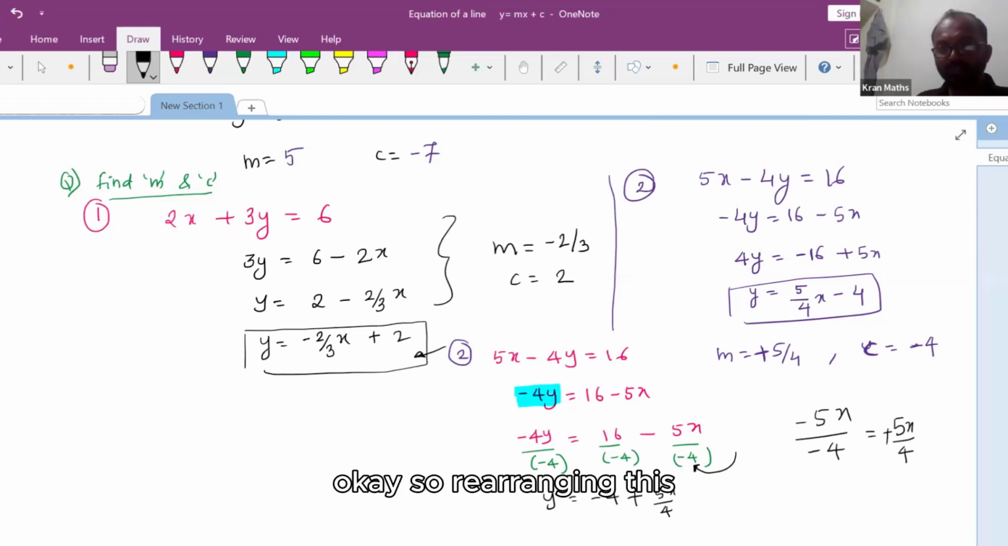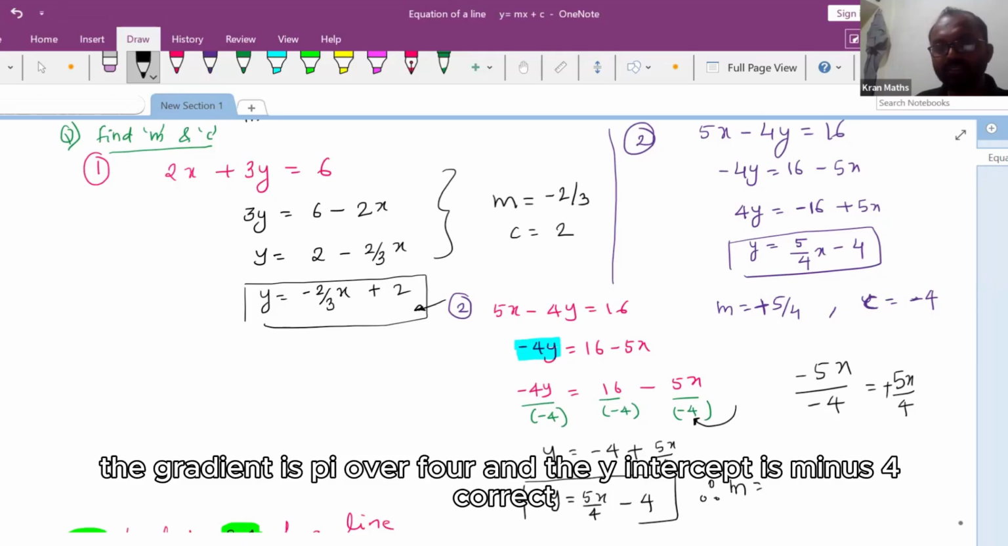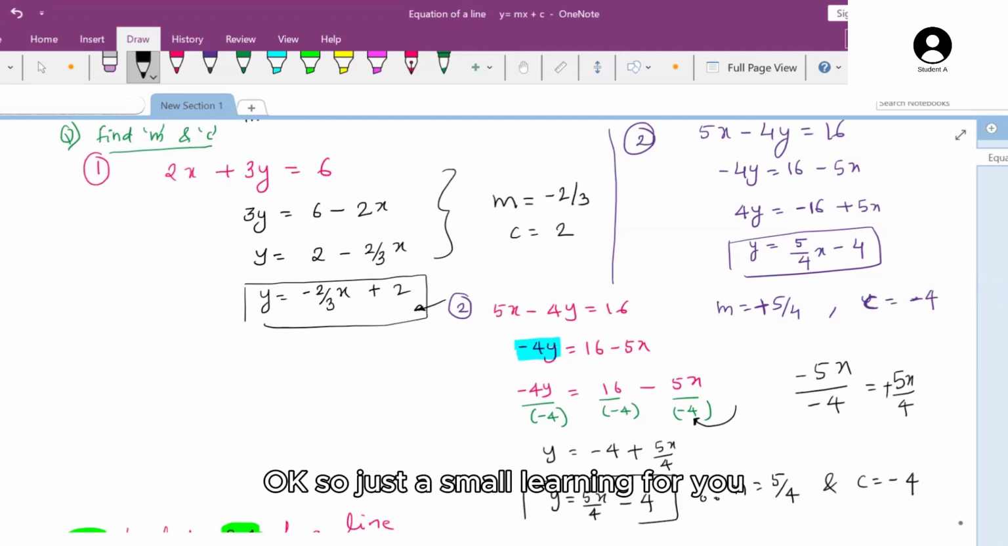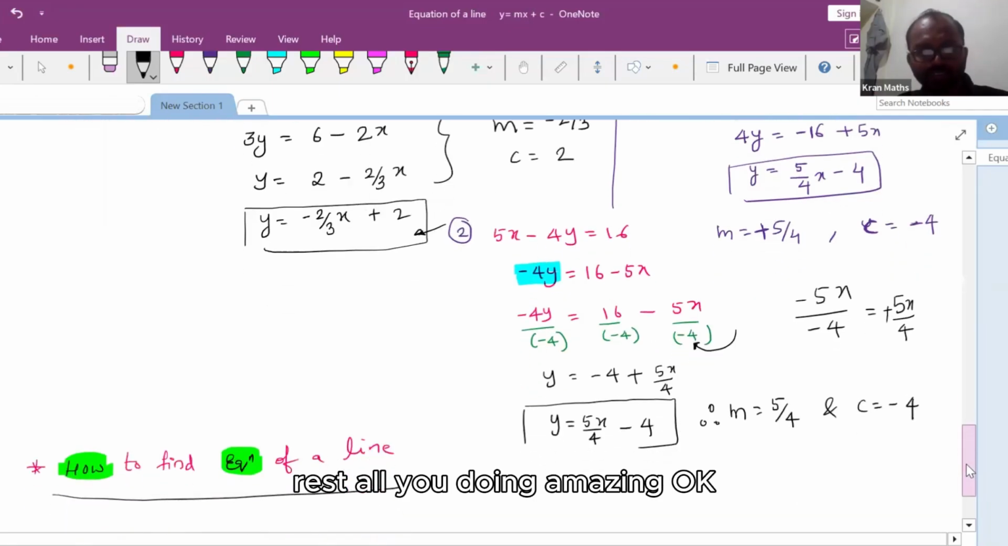Okay, so rearranging this. The last step is optional, but I always prefer to do this. So therefore the gradient is 5 over 4 and the y-intercept is minus 4. Correct? Yeah. Okay, so just a small learning for you. Just be careful while handling the signs, okay? Rest, you are doing amazing, okay?